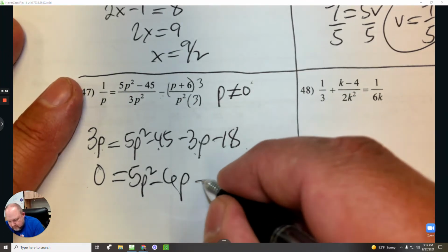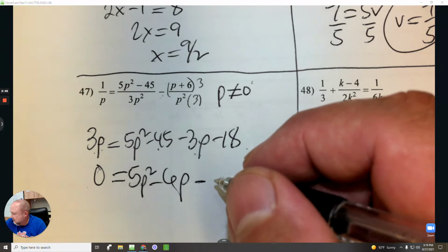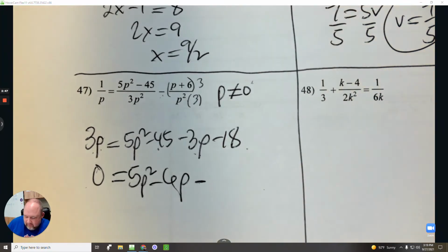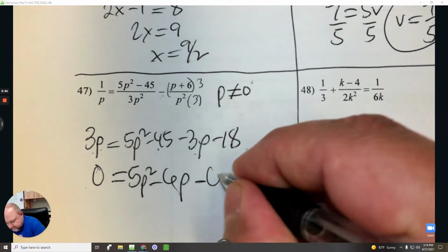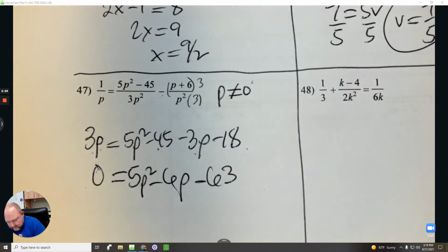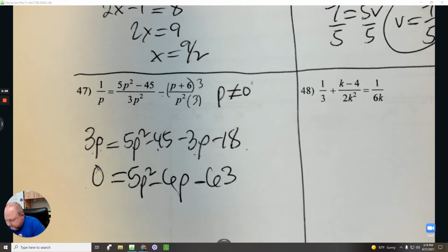Well, that's some big number. What is that together? Negative 63. Is that right? Is that even factorable? I'm going to find out right now. I'm in no mood to factor that. Got my cheating calculator here.